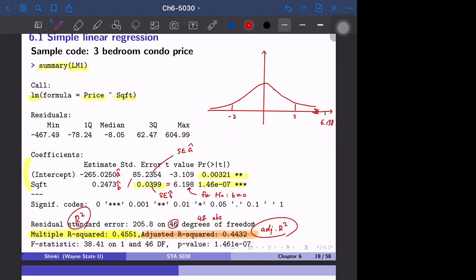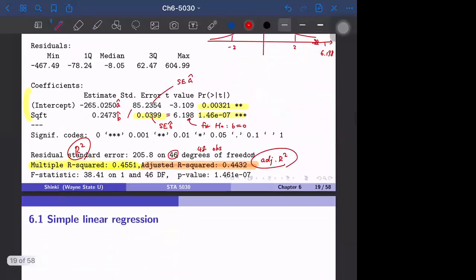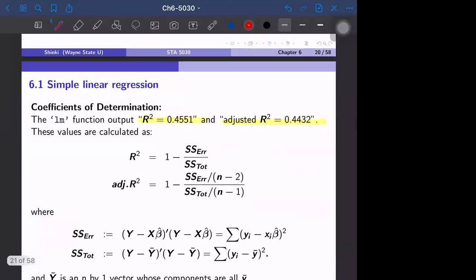So these are similar values. Adjusted R square is slightly smaller. What does that mean?